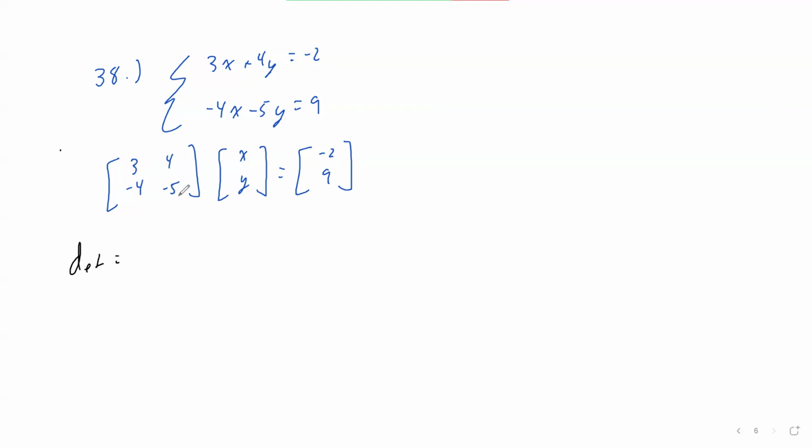So 3 times -5 is -15 minus -4 times 4, which is -16, so it makes it a +16, which is 1. So therefore, the inverse here would just be -5, 3, 4, -4. I feel like we did these already. So I'm going to take this and I'm going to multiply it to this side.